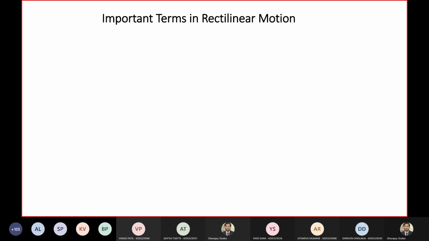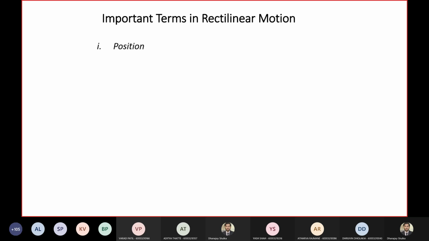Now there are some important terms in rectilinear motion. Position: what do you mean by position? Can you define the position? You all might know what position is, but you should understand this very specifically, because these terms will come in problems. So if I have to define the position, what is position? Actually, it is nothing but the exact location of a particle along a straight line.